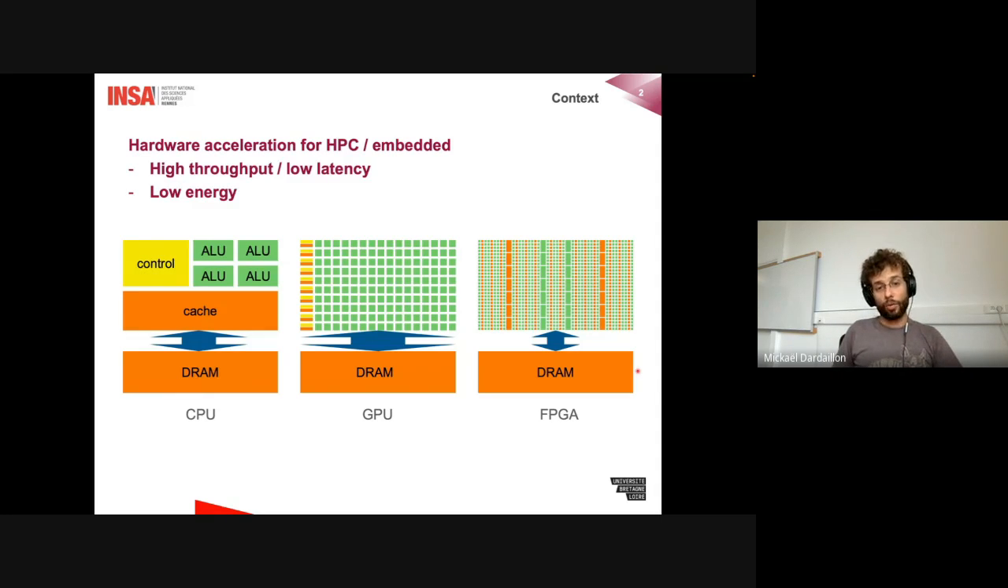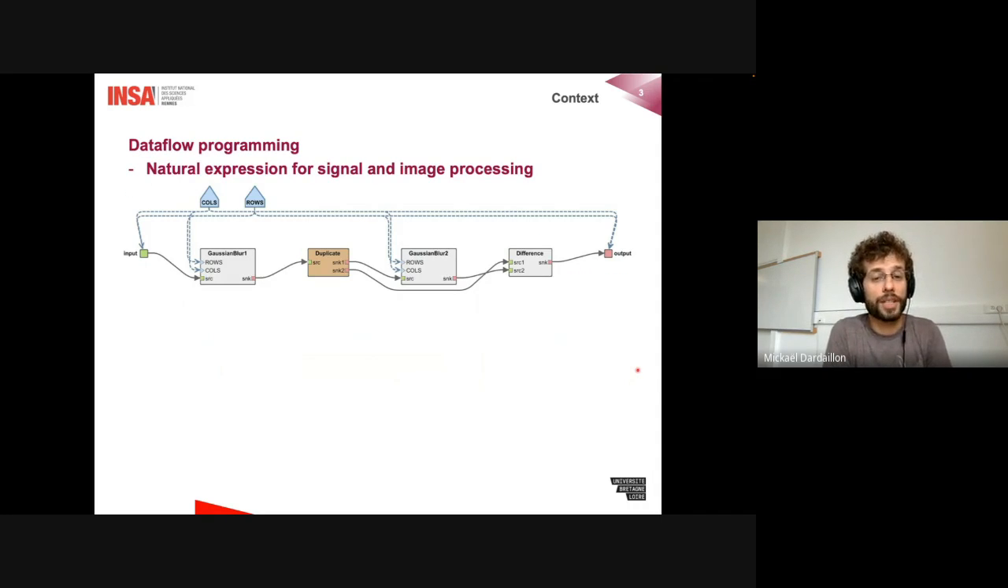And one thing that we in our team find interesting is Dataflow programming. I think it's a natural expression for signal and image processing. It can be also for other applications. This is the kind of application that we usually address. The idea is to be able to connect a certain number of actors, which are kernels, together, which are going to communicate data between them explicitly and do a form of computation. So it exposes a lot of parallelism, some kind of parallelism. I'll go back to that.